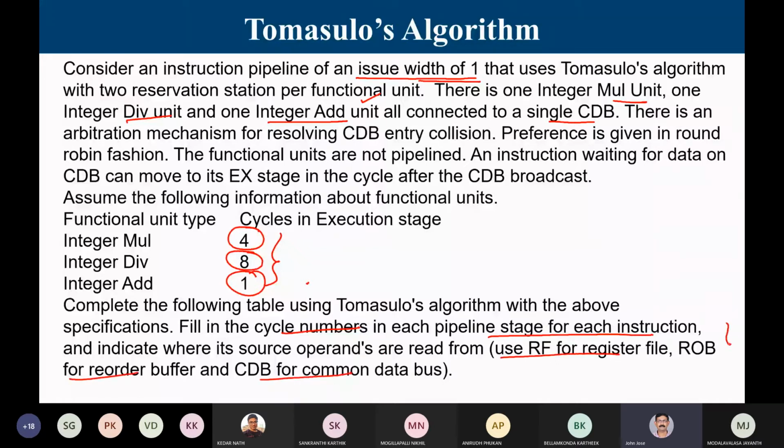These are the 3 places from which we can get the operation. So ideally it is 4, 8, and 1. Integer adding will take 1, 8 for division, and 4 for multiplication. And there are 2 reservation stations per functional unit. So this is basically your table.